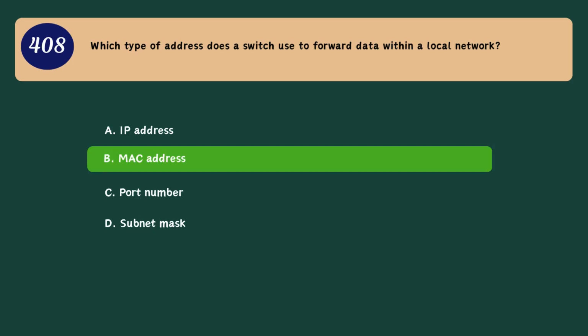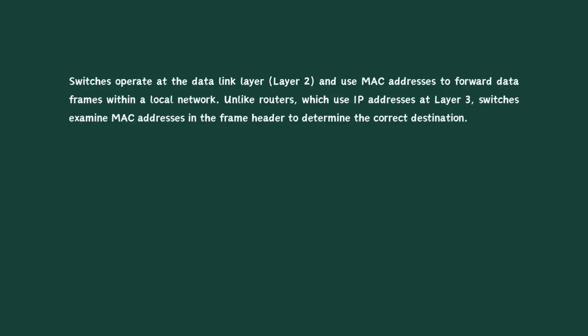Correct answer: B. MAC address. Switches operate at the data link layer, layer 2, and use MAC addresses to forward data frames within a local network. Unlike routers, which use IP addresses at layer 3, switches examine MAC addresses in the frame header to determine the correct destination.